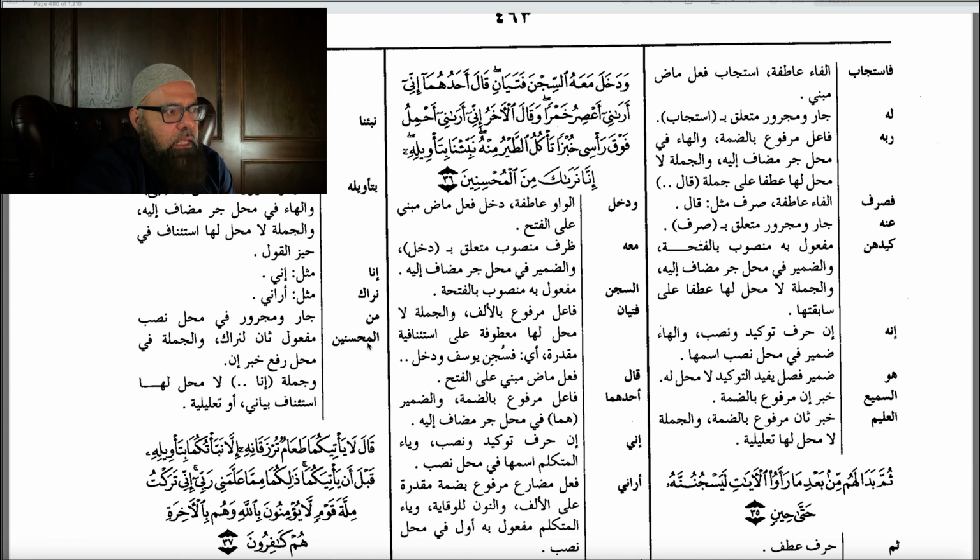And إِنَّا نَرَاكَ مِنَ الْمُحْسِنِينَ is made up of an إِنَّا, and it's similar to إِنِّي. So whatever we said about إِنِّي, we're going to say about إِنَّا. And نَرَاكَ مِنَ الْمُحْسِنِينَ is similar to أَرَانِي because it's a verb of the heart, so it too has two maf'ul bihis. So in the مِنَ الْمُحْسِنِينَ, this prepositional phrase does not connect to nara. It's in the place of nasb, which means that it connects to a mahdhuf, which ultimately goes on to become the second maf'ul bihi.